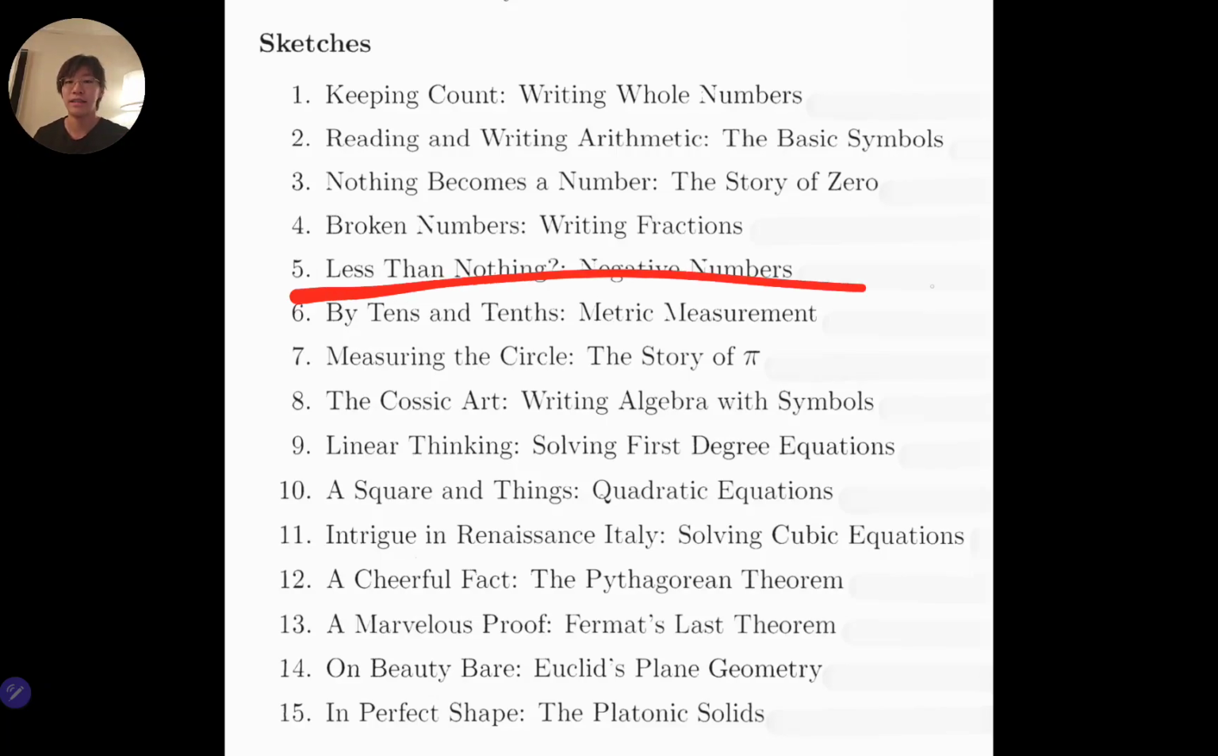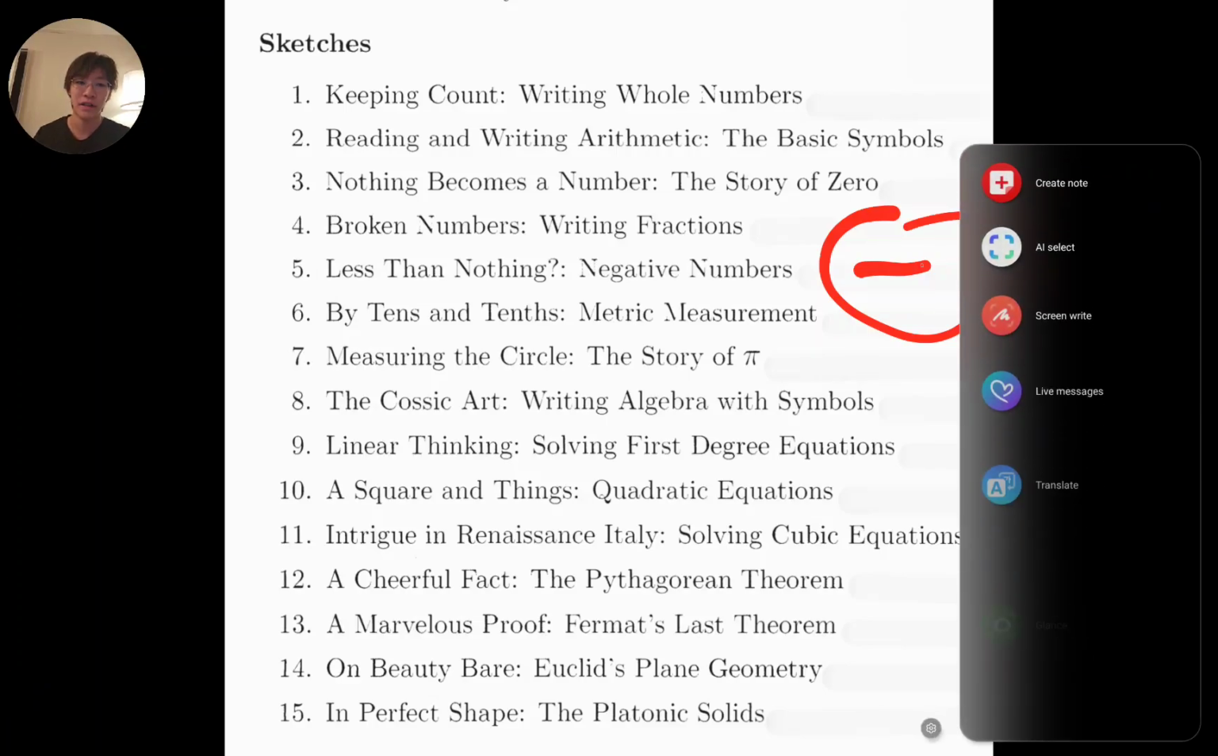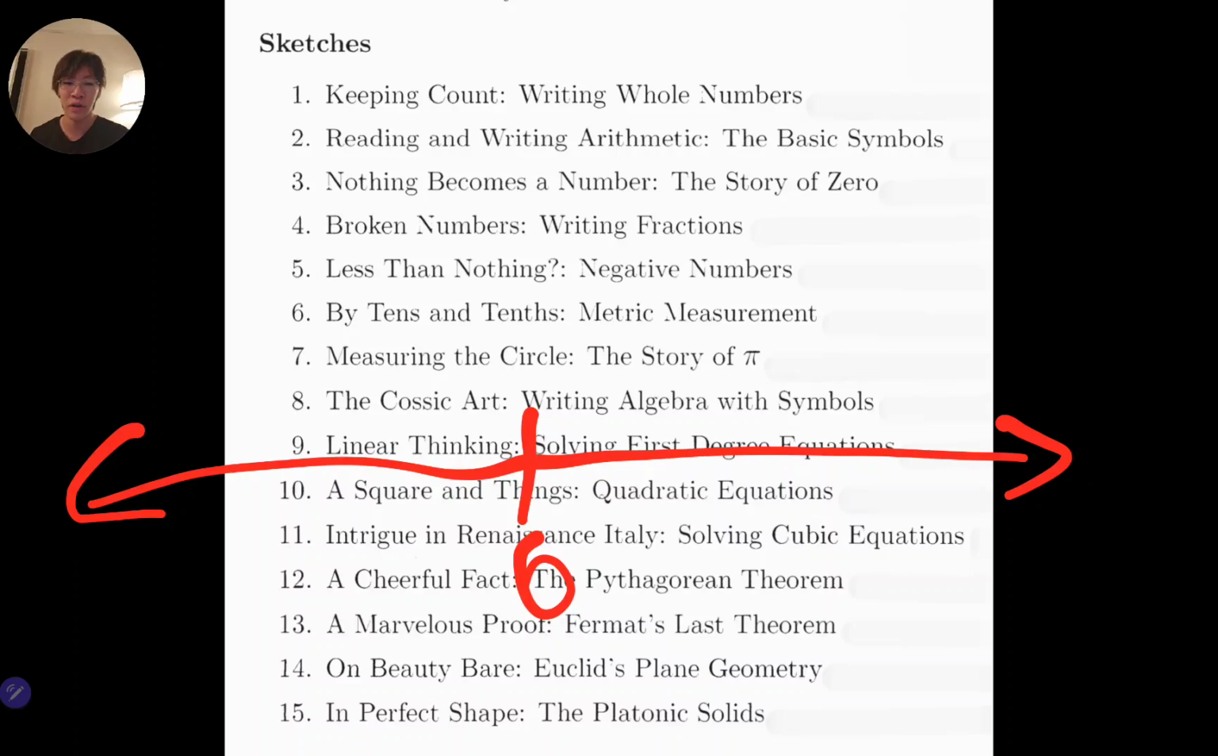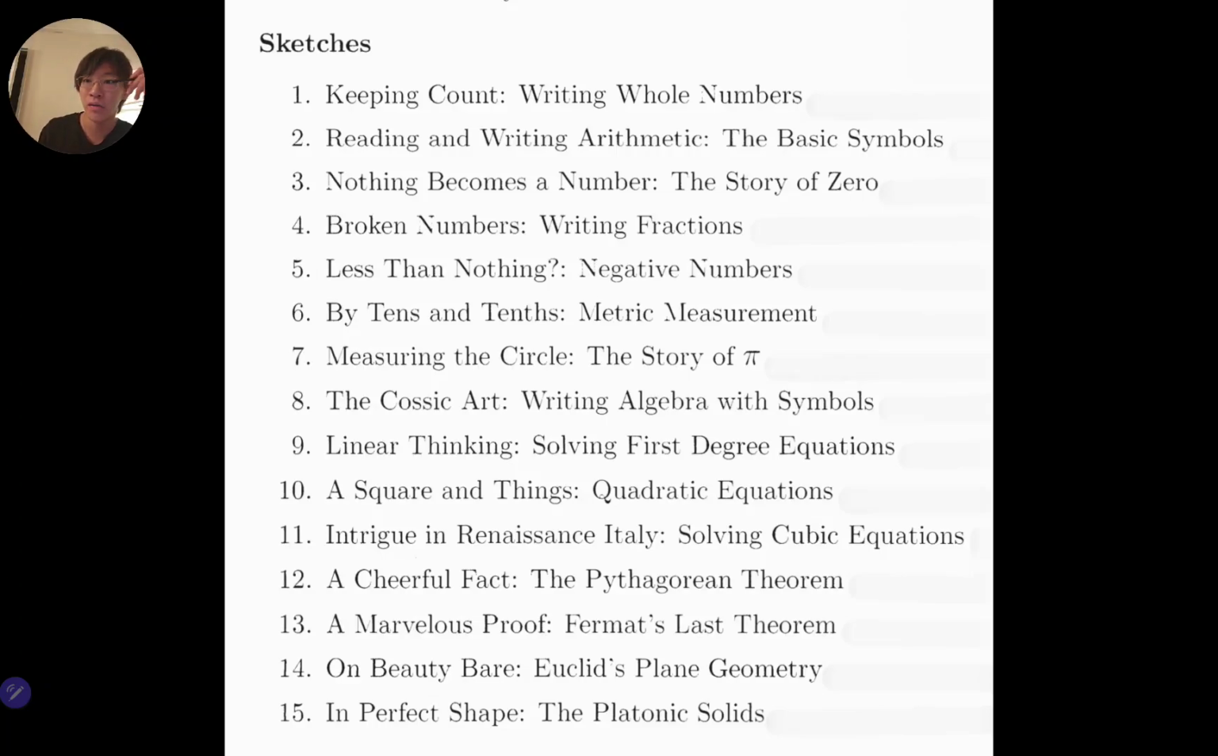And then, less than nothing, negative numbers. If you can go in one direction, you can just go in the other direction, the starting point being 0. This being the positive numbers, this being the negative numbers. But of course, at the time, we literally had no idea. We couldn't comprehend the idea of negative numbers at all. Like, okay, we made nothing something, but less than nothing? Huh?